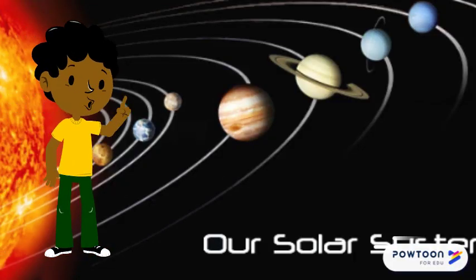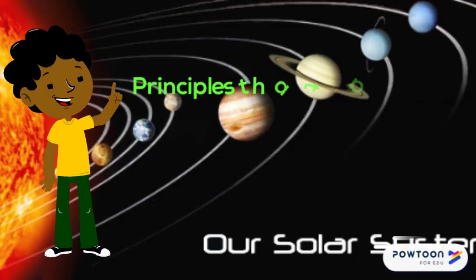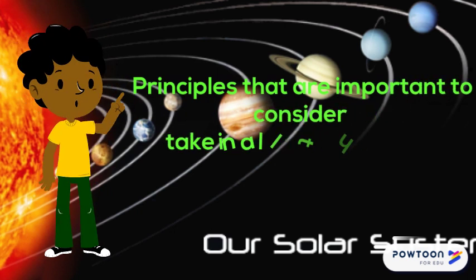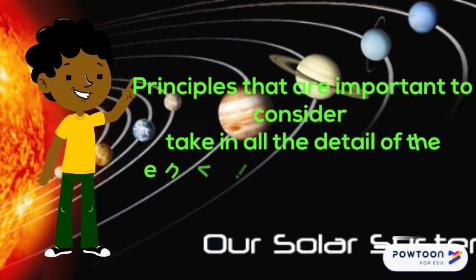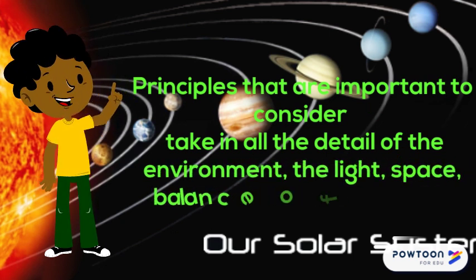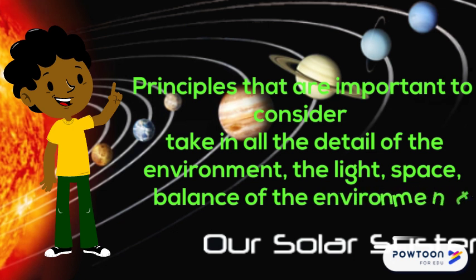Principles that are important to consider: taking all the details of the environment, the light, space, balance of the environment, look at the use of color, the depth of space of objects. What are the features of the scene? The movements of the characters, the emotions that go with the scene, the emotions of the players. As an activity, try and replicate the drawings below and paint these using monochromatic colors.